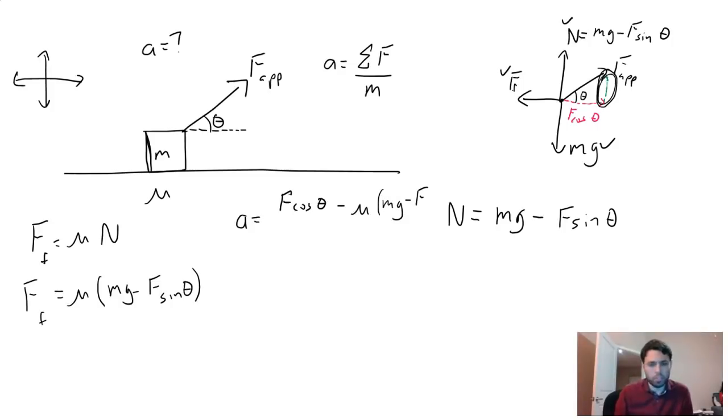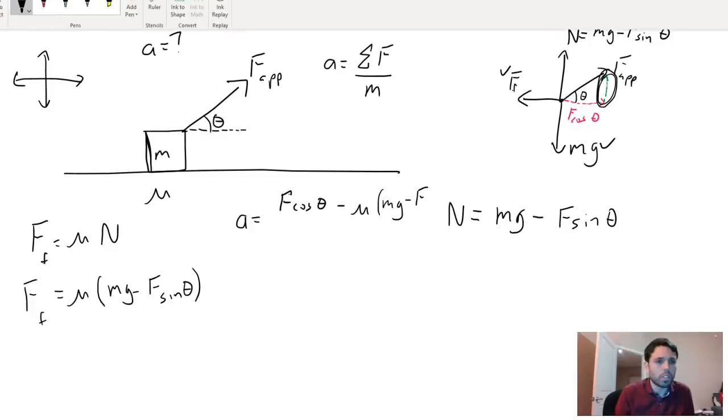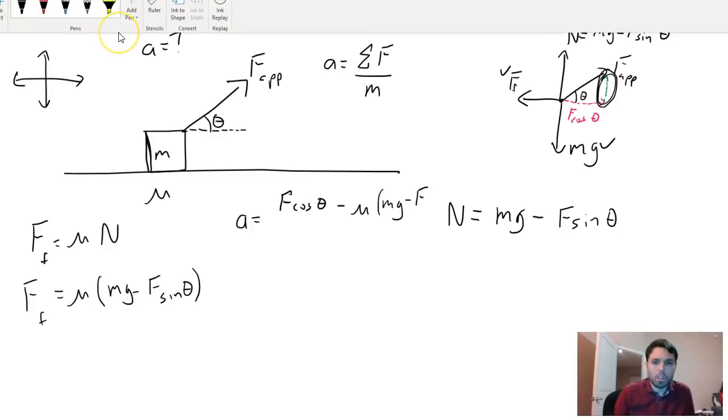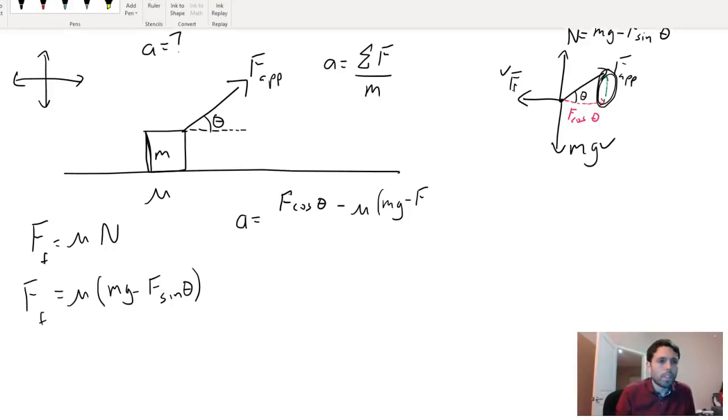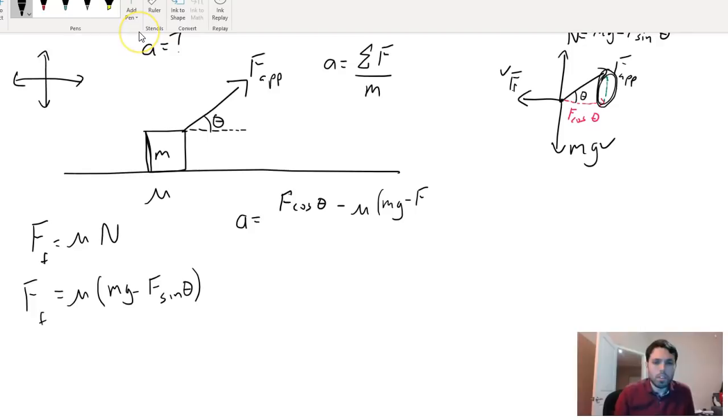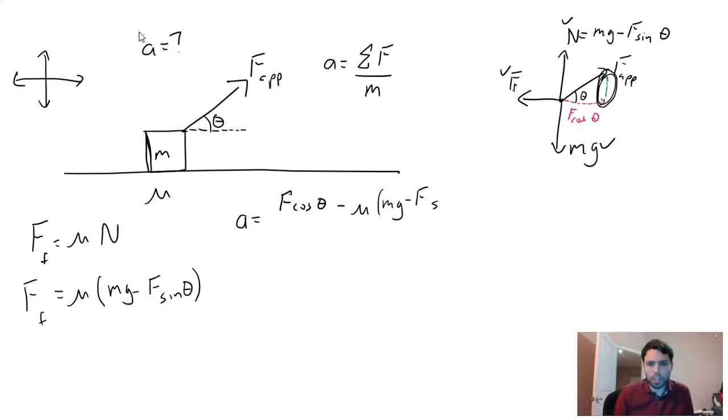I'm going to erase this little part right here because it's getting in my way. Just going to erase this. Okay. F sine theta. Divided by the mass of the system, which is just m. And that's really it. I could clean this up. We could probably factor out something. We can factor out the F or something like that, but we don't really need to.